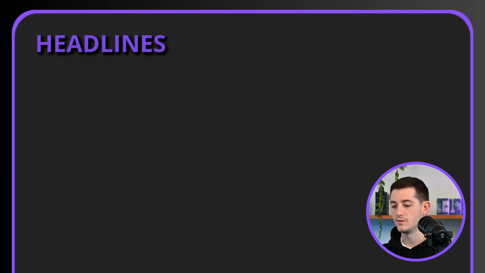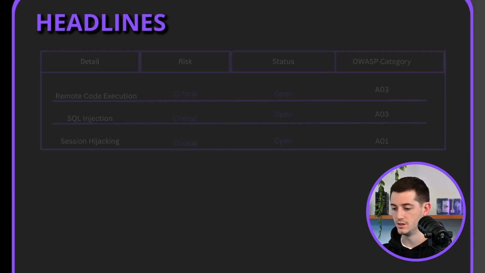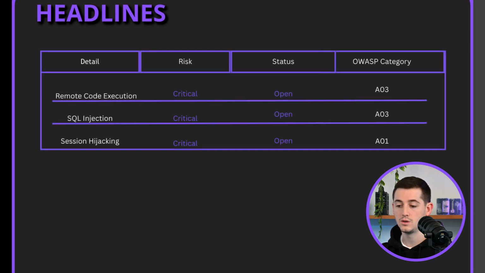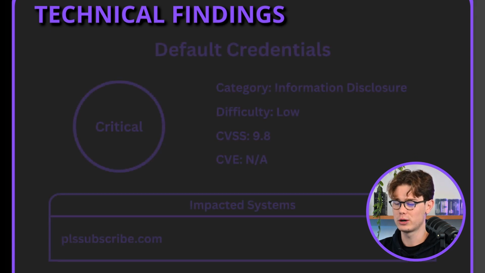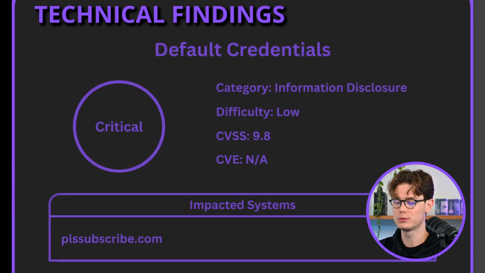Next up, we can list the findings and what categories they fall into. In the case of a web test, this could be the OWASP top 10 categories, but you would use any framework that makes sense for your test. Okay, moving down to the technical findings. Let's take a look at a real-world example of a vulnerability we would see. Default credentials. This one is a classic, but still common for both Clint and myself.